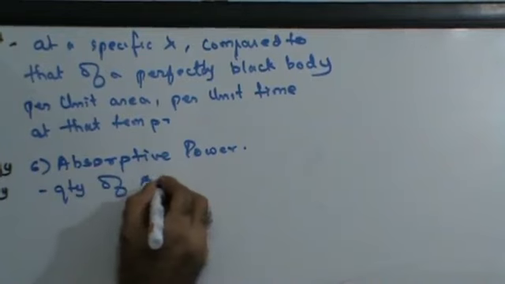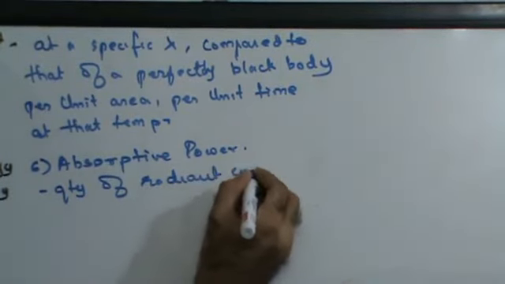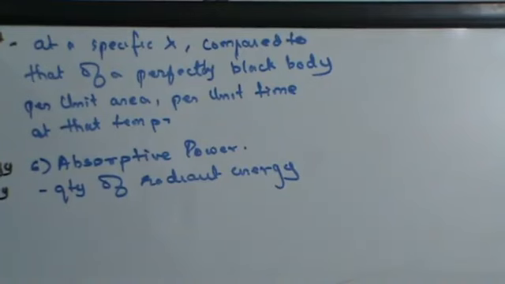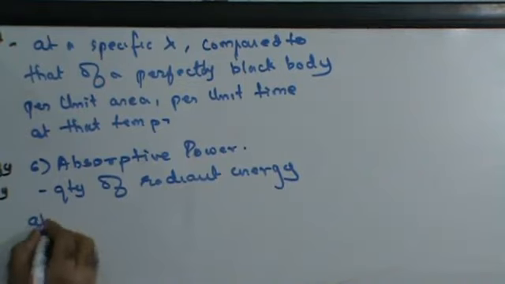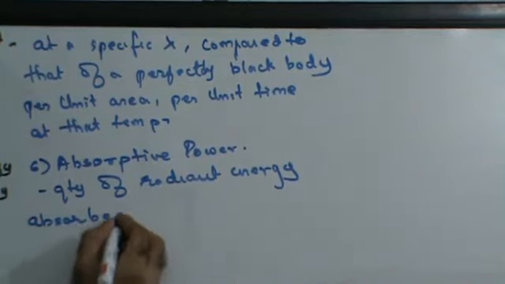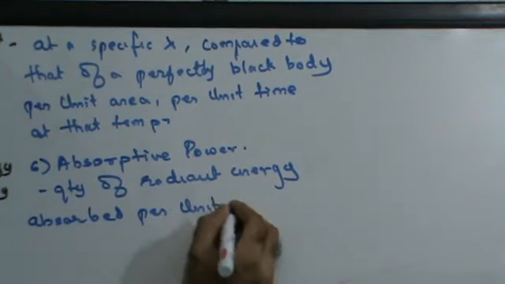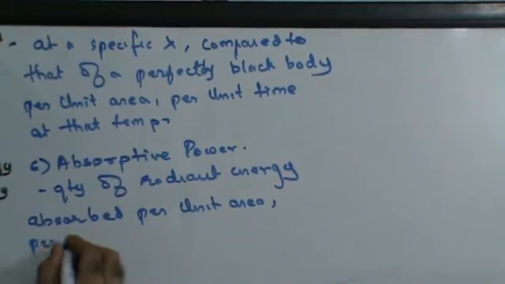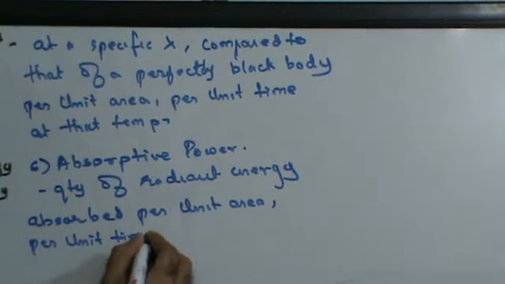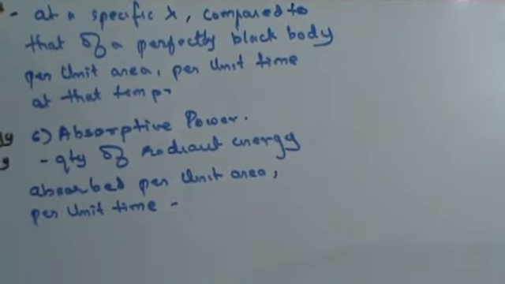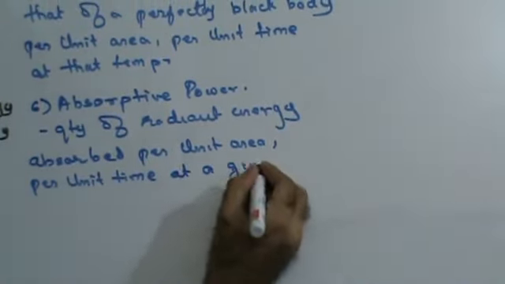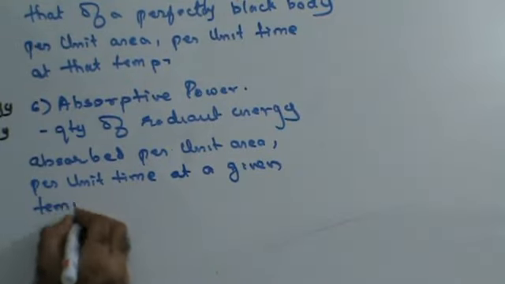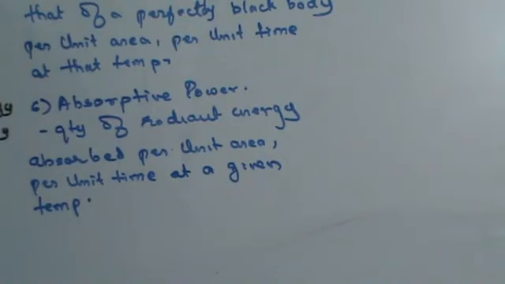Quantity of radiant energy, instead of emitting, you are absorbing. The quantity of radiant energy absorbed per unit area per unit time at a given temperature is called its absorptive power.